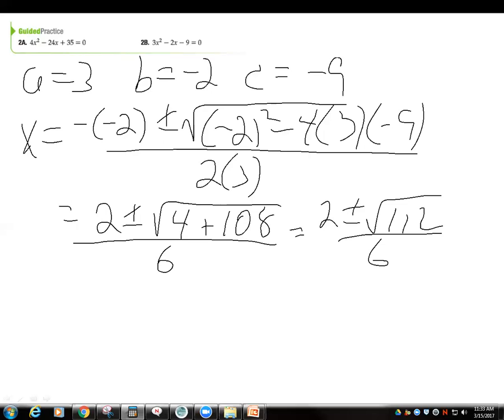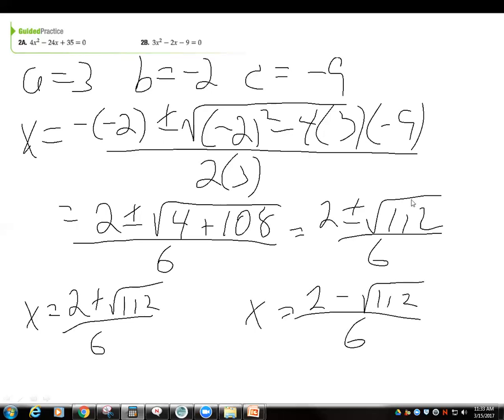And that gives you 2 plus or minus the square root of 112 over 6. The square root of 112 is not a perfect square, so you would have to do x equals 2 plus square root 112 over 6, and x equals 2 minus square root 112 over 6.